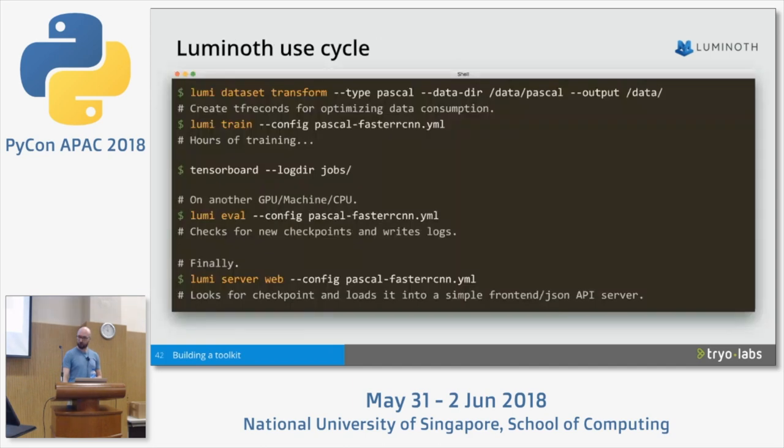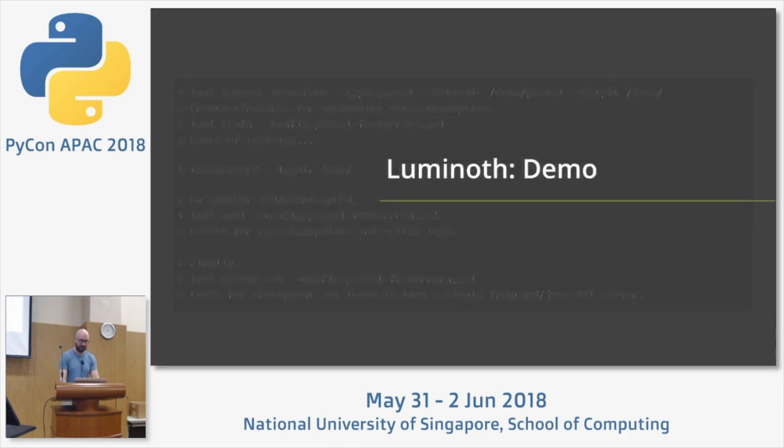So how does the use cycle look? Basically, if you want to do something from scratch, you would do dataset transform. Type Pascal is because of the format that the dataset is stored in. And you would take your data and output it into a directory called LumiTrain. You would have to set up a config file, which is very simple because we provide a basic config file. There's a ton of parameters that you can change on this thing, and we provide a config file with defaults for all of them, so you only have to tweak tiny stuff. Then you can call LumiTrain. You can run TensorBoard, so you can monitor how things are looking during the training. Then you call eval. And then you're going to call LumiServerWeb, which I'm going to show you now.